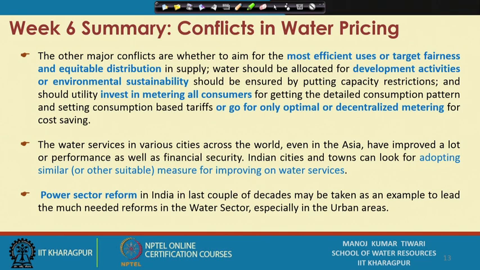Then the power sector reforms in India, which took place in the last couple of decades, may also be taken as an example to lead much needed reform in the water sector, especially in urban areas. So, those were the discussions held in week 6, and the content from week 7 to week 12 will be summarized in the next and last session.